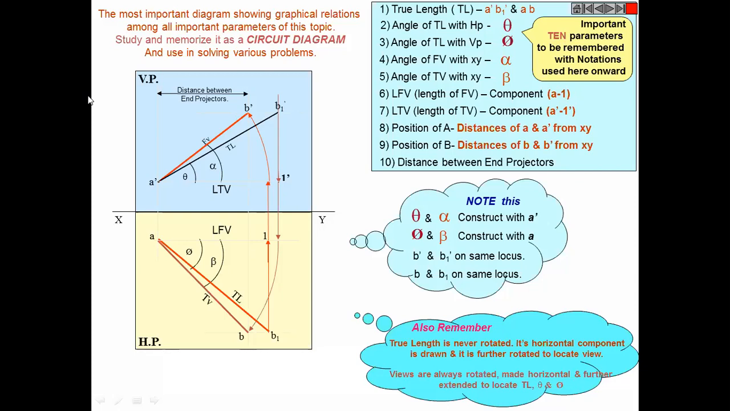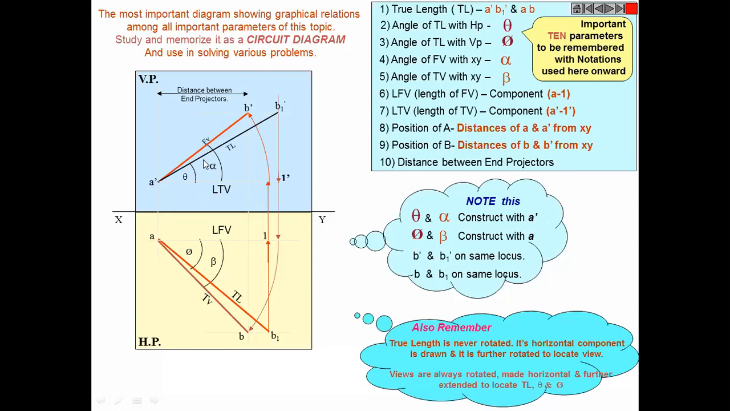Alpha. Sir. No, theta and alpha not. Theta and phi should be the same. Then automatically alpha and beta will be the same, and automatically AB and A dash B dash will be the same.